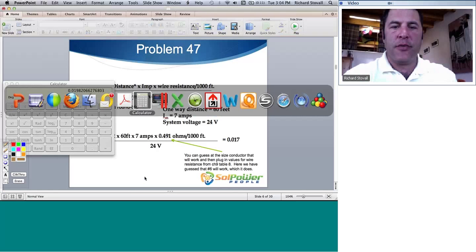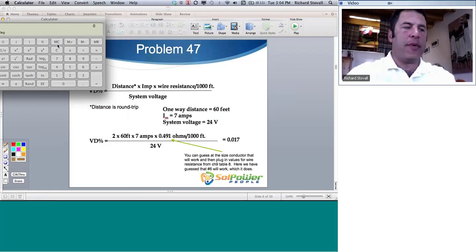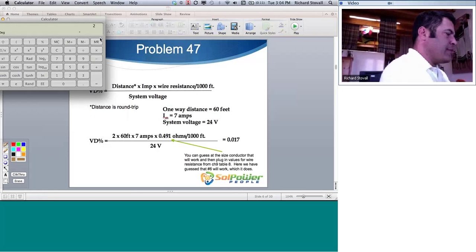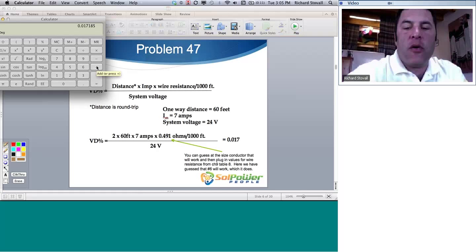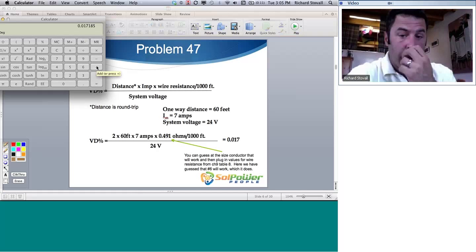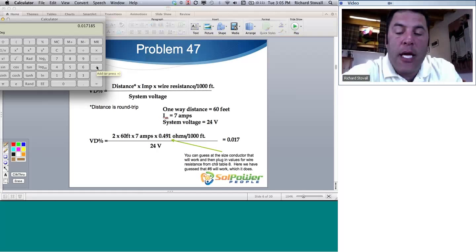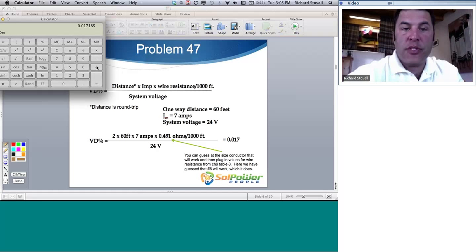Essentially you take your calculator and you type in 2 × 60 × 7 × the resistance of the wire, which is 0.491, divided by 1,000, and then divided again by the nominal voltage of 24, and you get 0.017, which is 1.7%. So this conductor size will definitely work in keeping you below the 2% design limitation that you've imposed on this system.